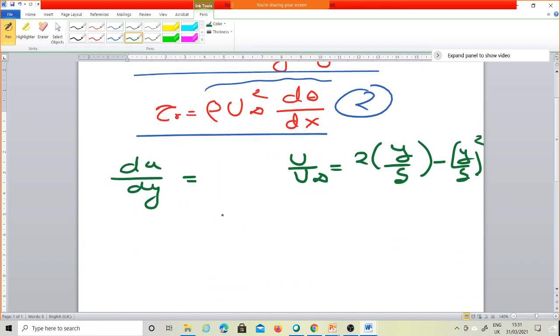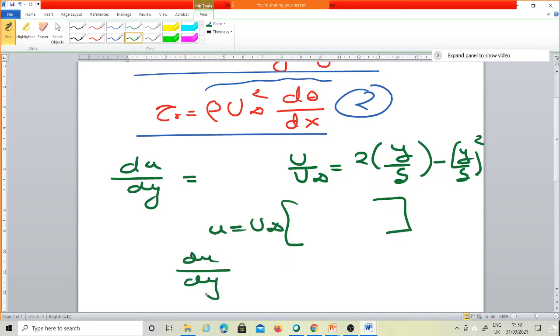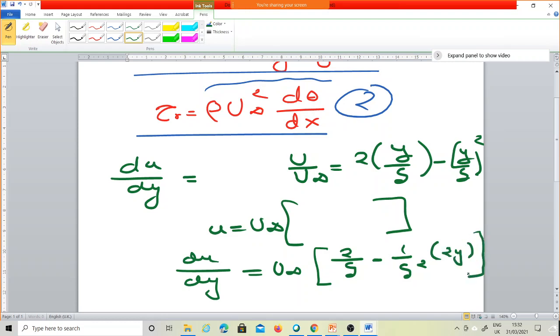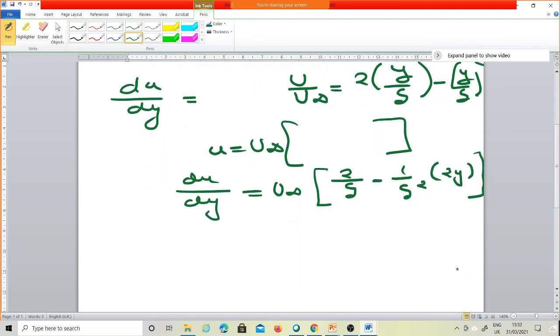So here what you can write, small u, so don't be confused, the u and capital U. So u infinity and this one. If you differentiate this one, du by dy, what you will get, u infinity, and then you differentiate this one. So what you will get, 2 by delta, du by dy is 1 minus 1 by delta square, should be 2y. So you have this expression, du by dy.